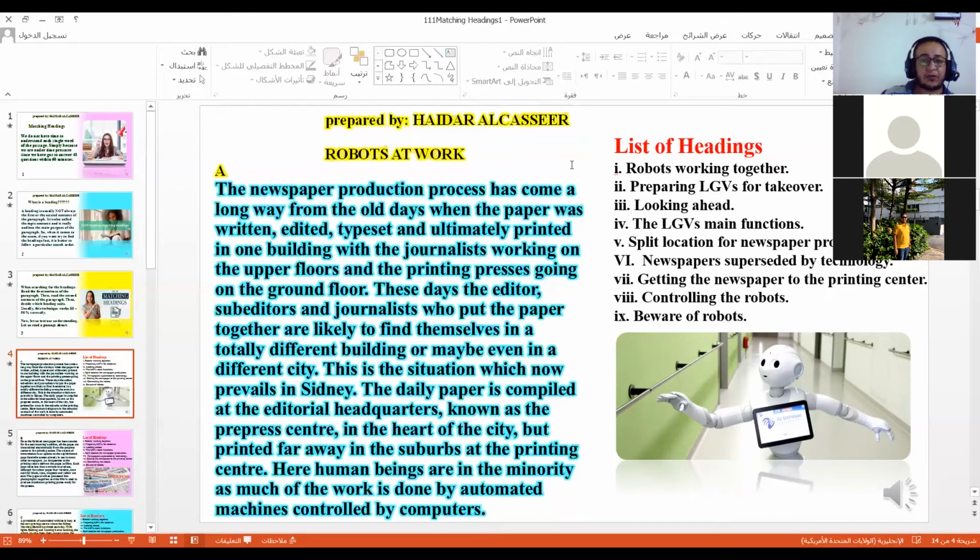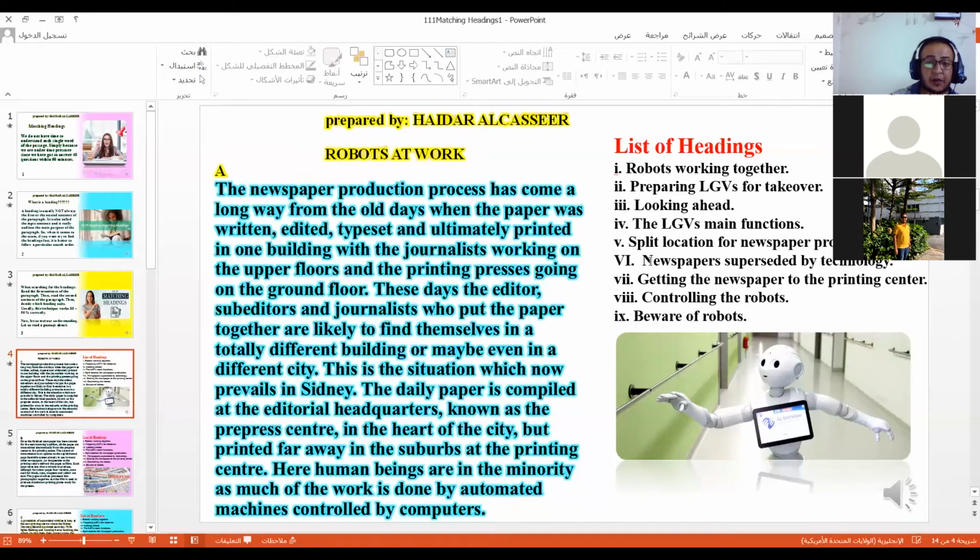Looking ahead talks about thinking of and about what might happen in the future. So we don't need it here. The LGV's main functions. Another LGV. We don't know what an LGV is yet. Leave it. Split location for newspaper production. It talks about newspaper production, and it talks about the split location of how to print it. So this one, I'm not sure yet, but I give it as a high possibility for the right answer. Why? Because we have a newspaper production here, and here we have the newspaper production.